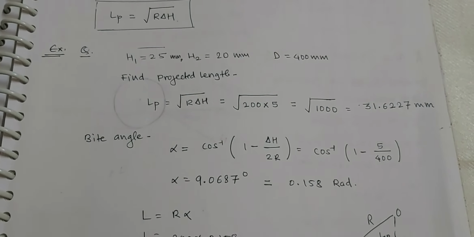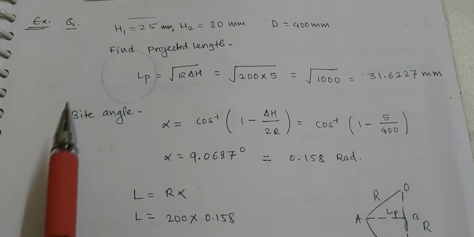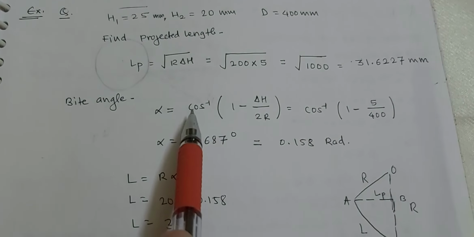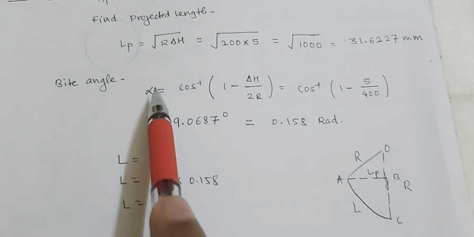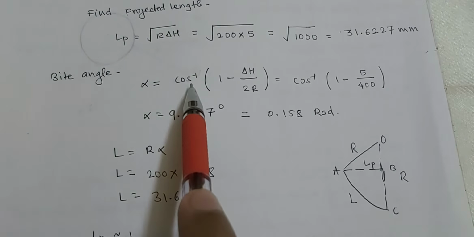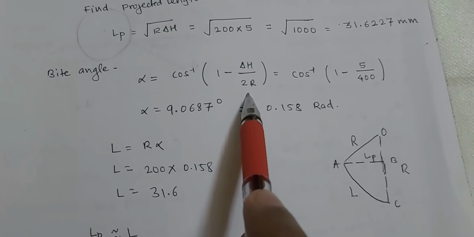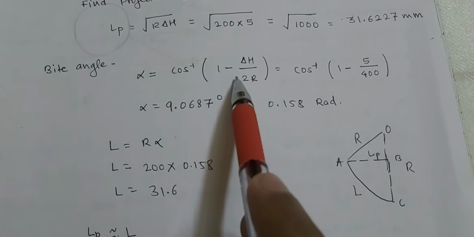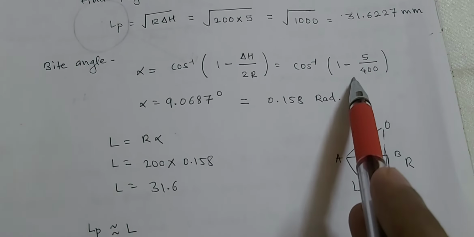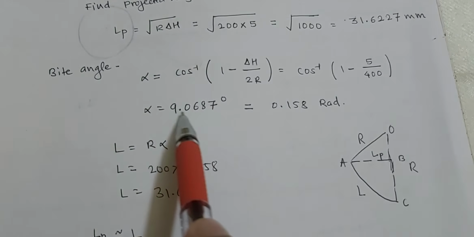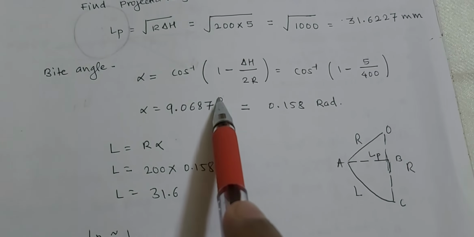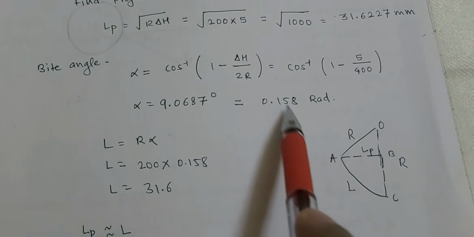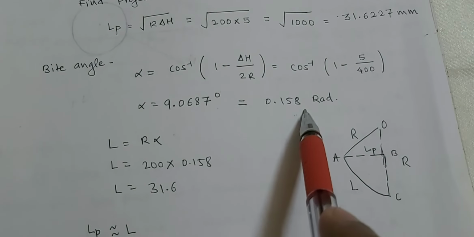There is one more formula for finding the projected length, and that uses the bite angle. If you use the bite angle formula, you will also get the same projected length. Let's see how. This is another method. So alpha is equal to cos inverse of 1 minus delta h by twice r. Here delta h is 5, and twice r is nothing but the diameter, so directly put diameter as 400. Then you will get alpha in degrees, but you have to convert it into radians. After conversion of degrees into radians, you will get 0.158 radians.